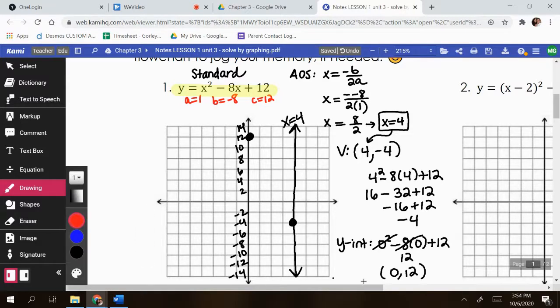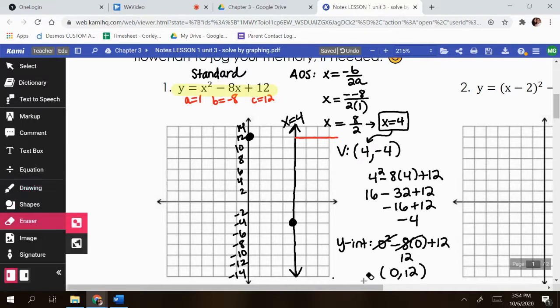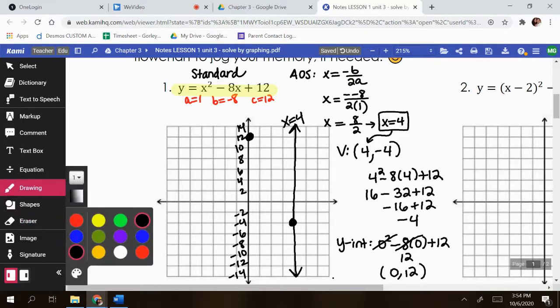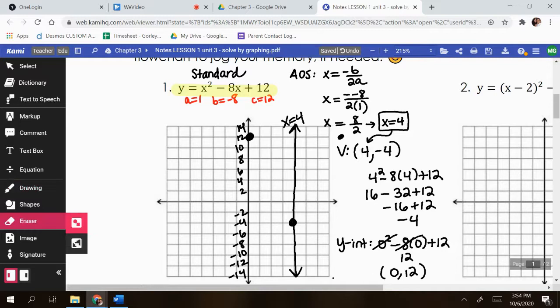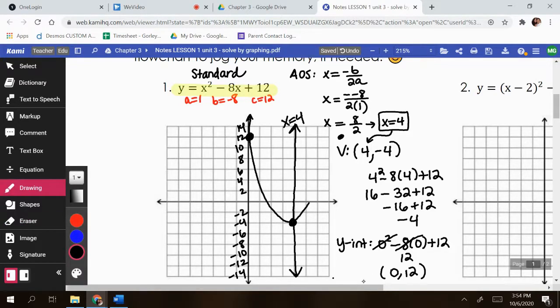We can see that that y-intercept is a distance of 1, 2, 3, 4 away from the axis of symmetry. So I want to go that same distance over here. 1, 2, 3, 4. We're going to be a little bit off the graph. That's okay. So it'll be somewhere over here. And there we go. Okay.